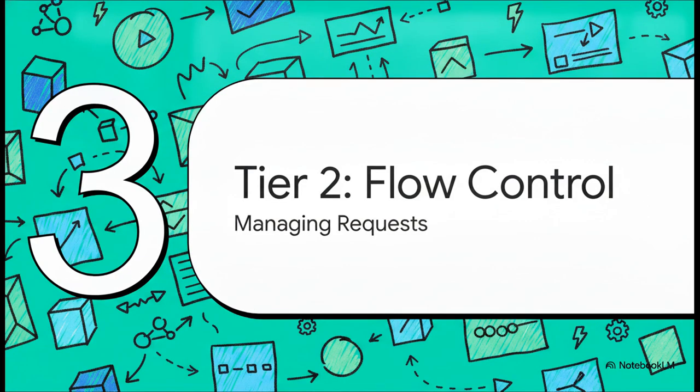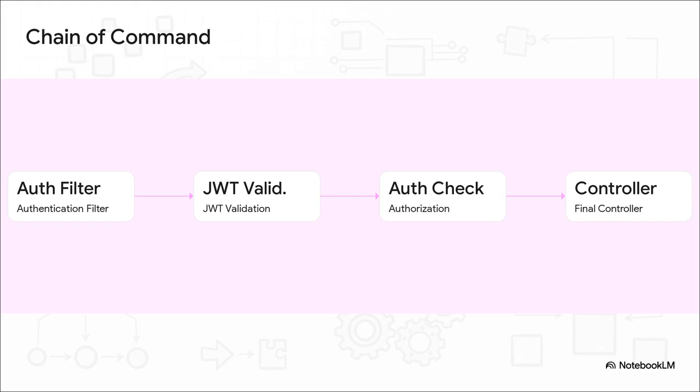Section 3. Tier 2. Flow control. Now we're moving into managing requests. I want you to think of the chain of responsibility pattern as a sequence of steps, kind of like a relay race. A request comes in, and each handler gets a chance to look at it. If the first handler, let's say it's an authentication filter, approves the request, it passes the baton to the next step. But if it fails, the chain is broken right there and the request is rejected immediately.